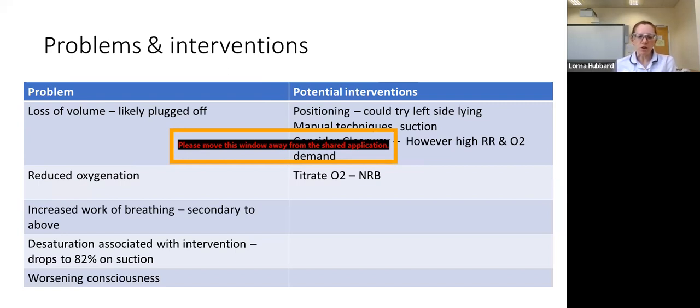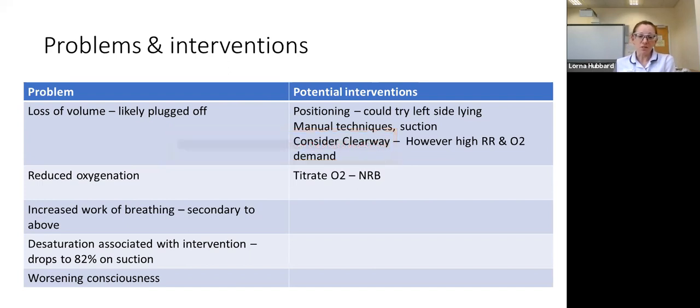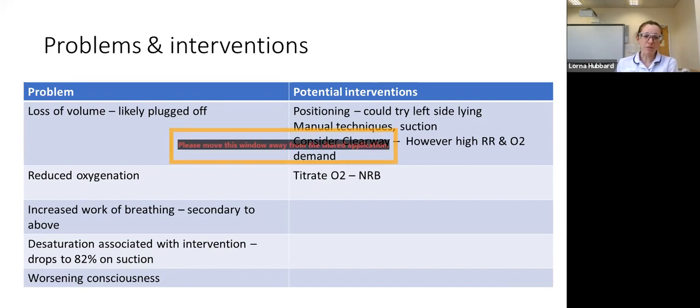And actually, I got this feeling, he just looked like he was getting worse when I did something with him. When I suctioned him, his breathing pattern looked like it got much worse, as well as him desaturating. And I honestly thought, this man could die on me. So that's not somebody you normally want to Clearway. But in a different scenario, where you're not seeing that patient and are reading this information about the case study, you probably would think about whether you can Clearway and use some positive pressure.